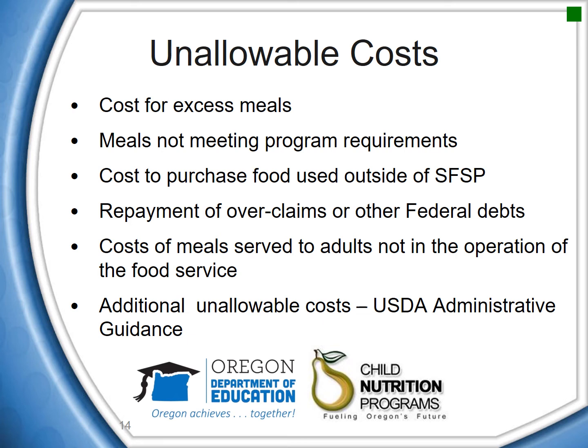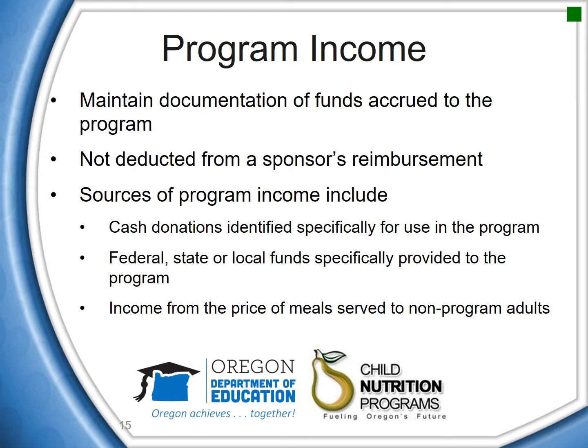A more detailed list of unallowable costs is located in the USDA Administrative Guidance for Sponsors. This guidance is located on the ODE C&P Summer Food Service website. Funds accruing to the program must be documented, but will not be deducted from a sponsor's reimbursement. Sources of funds that are considered program income include cash donations specifically identified for use in the program, any federal, state, or local funds specifically provided to the program, and income from the price of meals served to non-program adults.